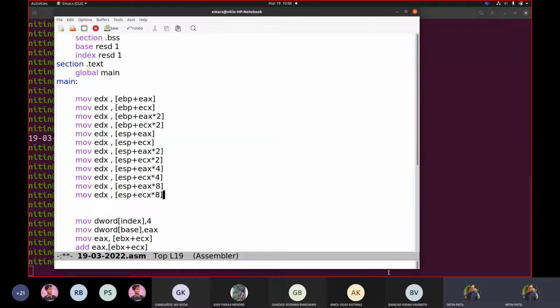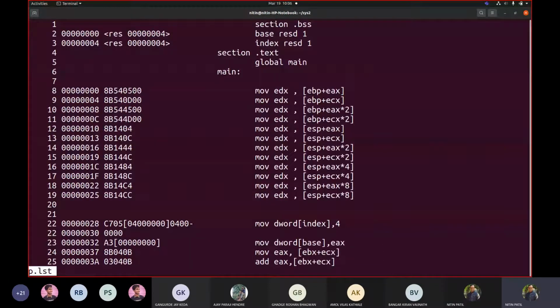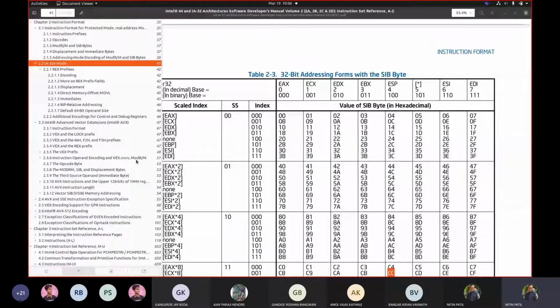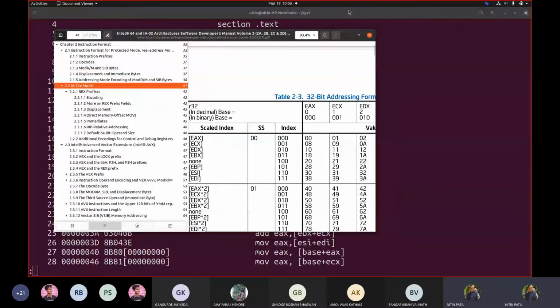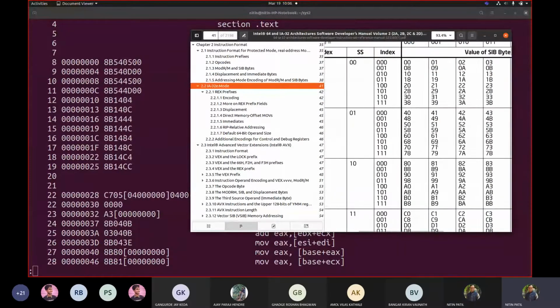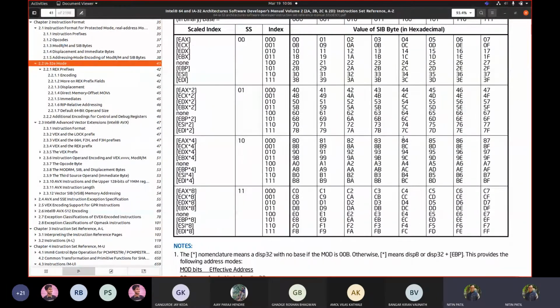So I'm using 8 and 4 factor now. Let us see. Now these are the ones: 44, 4C, 84, 8C, C4, CC. Check the code. So we want 84. See this 84: 84, 8C, C4, CC. If I maximize this, you would be able to see how we got 84.